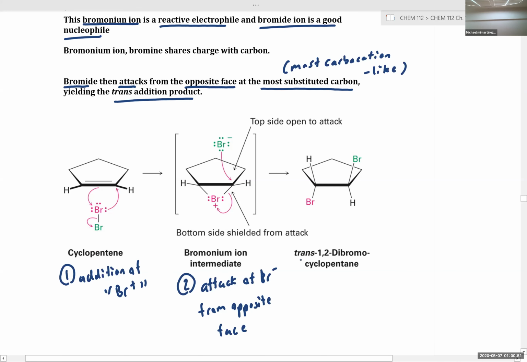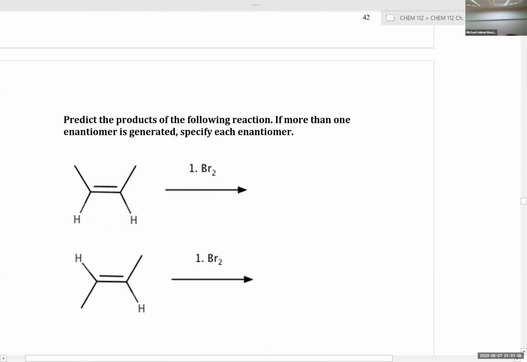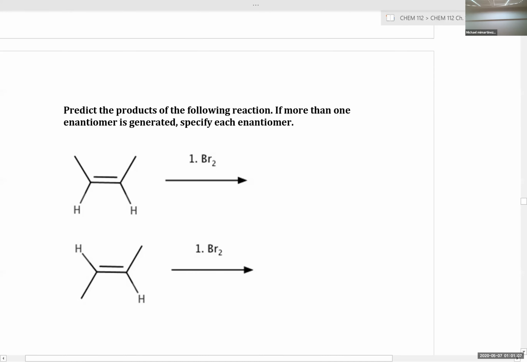And that in turn gives us the trans product. We'll draw a few more mechanisms for this reaction in a moment. So let's try to apply this idea to the following two examples. Our goal is to predict the products of the following reactions. Let's look at each of these examples individually.